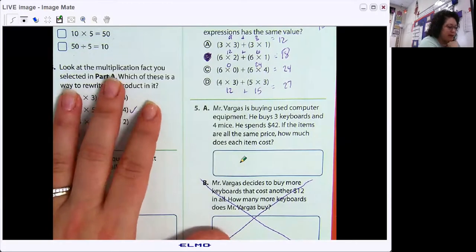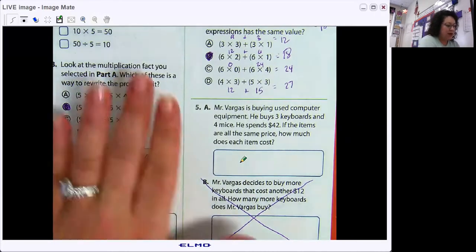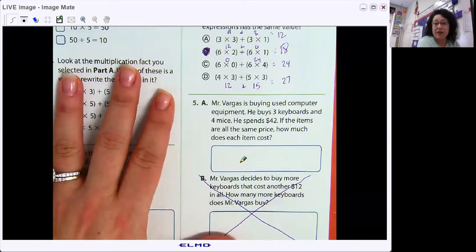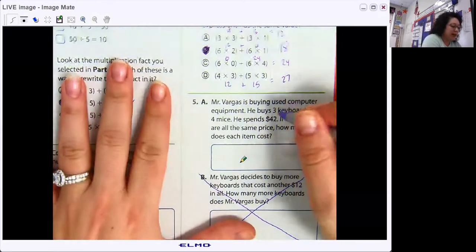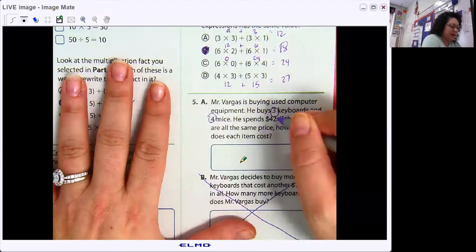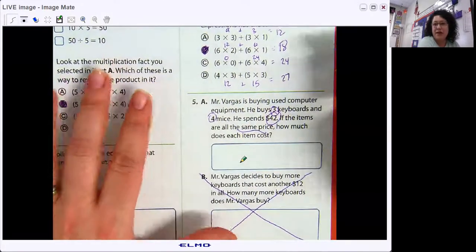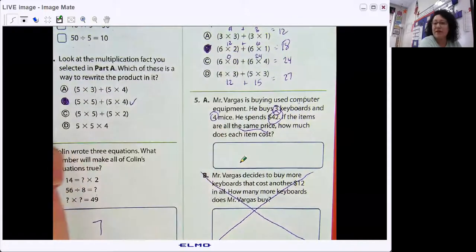Mr. Vargas is buying used computer equipment. He buys 3 keyboards and 4 mice, and he spends $42. If the items are all the same price, how much does each item cost? Okay, so we've got 3 keyboards and 4 mice, and he spent 42 bucks. If they're all the same price, how much does it cost? Usually we say you can't add them together because they're different things, but they cost the same amount, so we can add those items together.